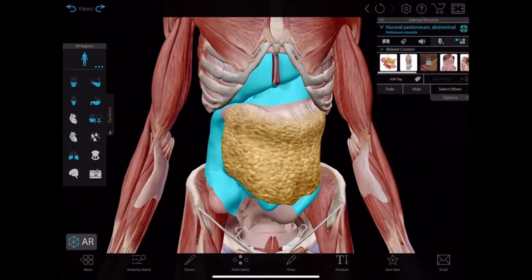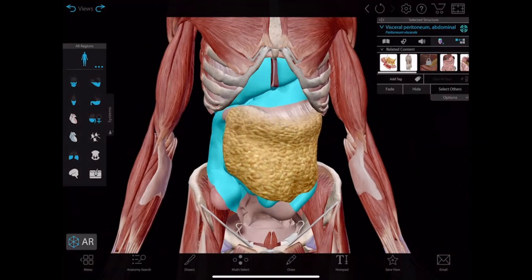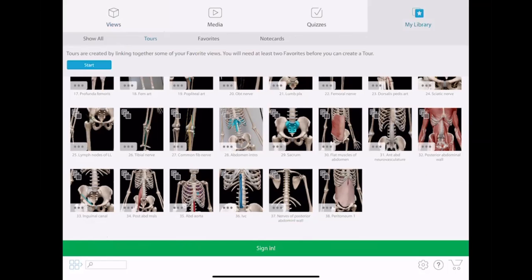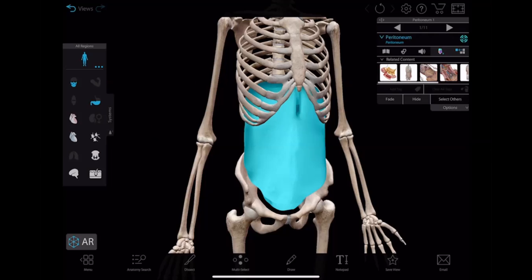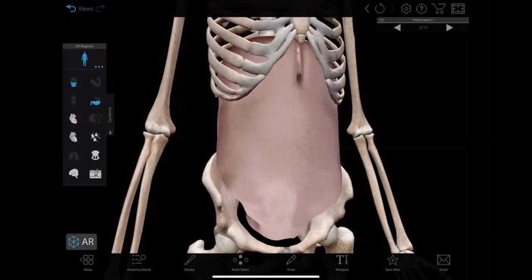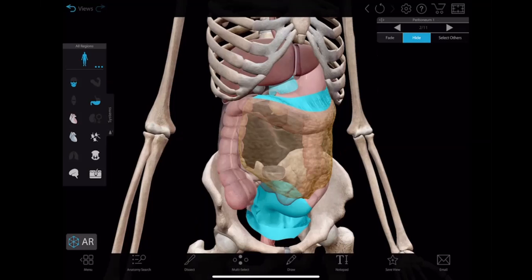So that is parietal peritoneum and visceral peritoneum, right? I'll show you. Okay. So this one in the selected structure is peritoneum. This peritoneum appears like this, immediately below the muscles. So this is parietal peritoneum. We have already covered this.